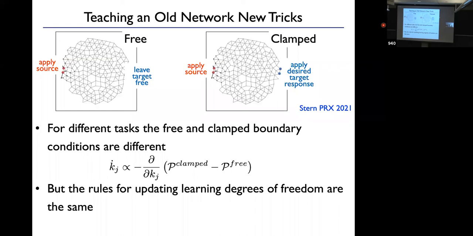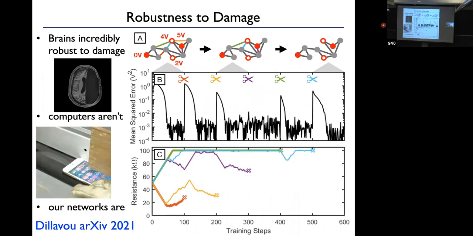So that's what I want to emphasize, that the learning rule is the same, right? What changes is just the boundary condition for new tasks. And that's why we can teach this old network new tricks. Finally, I just want to make the point that it's incredibly robust to damage, right? Just like you can remove half the brain and somebody can still function. Obviously, you can't do that to an iPhone. You can't remove half the iPhone and expect it to keep working.